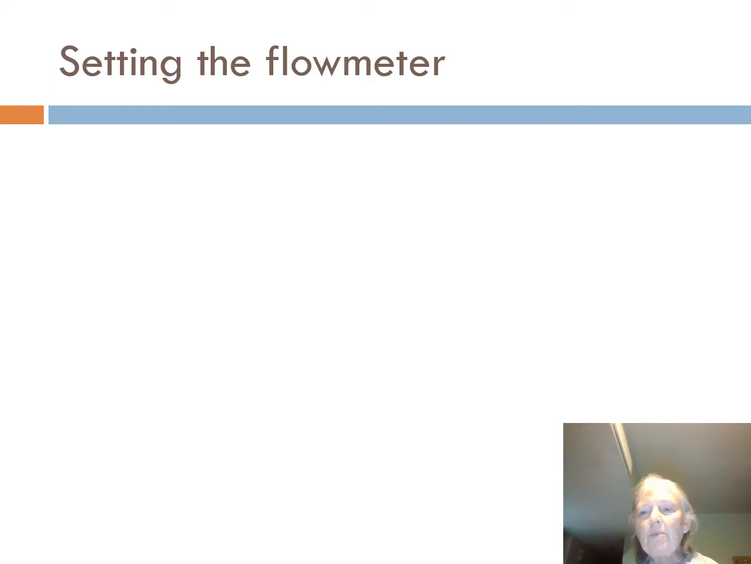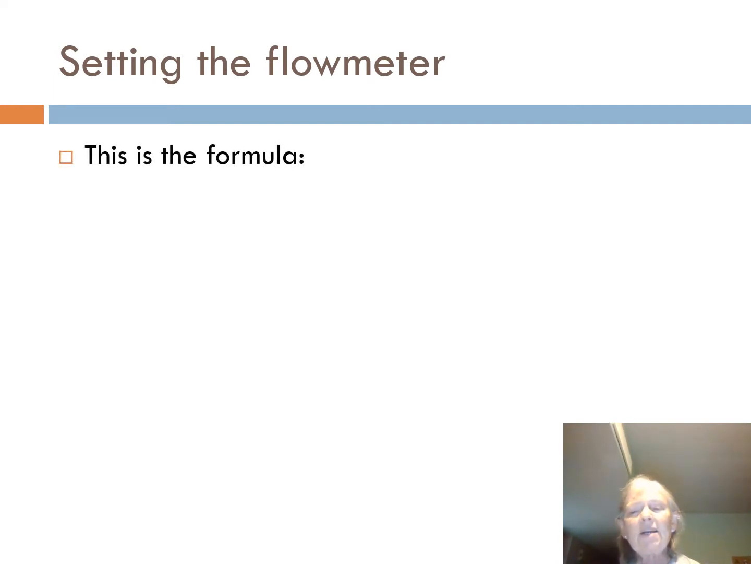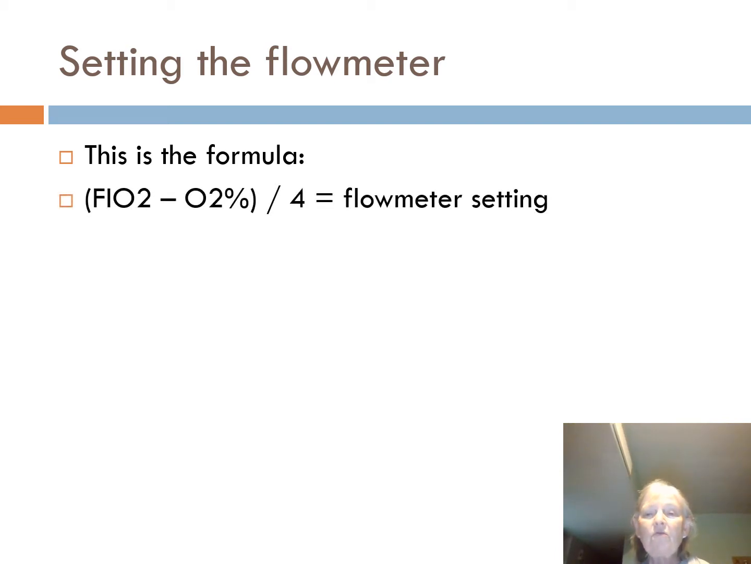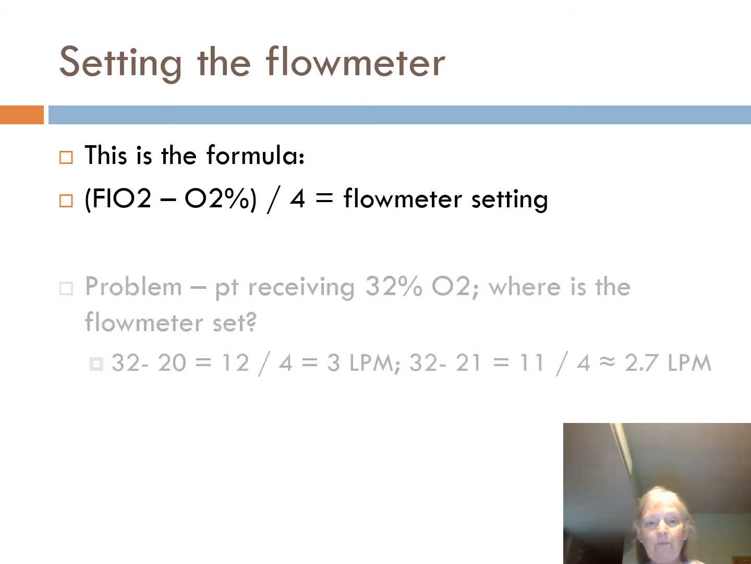So we have a formula that tells us where to set the flow meter. And we use it because sometimes we think your patient's getting 32% oxygen. Where's the flow meter set? That'll tell me at this particular point. So the formula we use is your FiO2, what we think the patient's getting at this particular point, minus that 20 or 21% that exists in the ambient air or the atmosphere, divided by 4, because we know for every 1 liter on the flow meter, there's a 4% increase in oxygen.